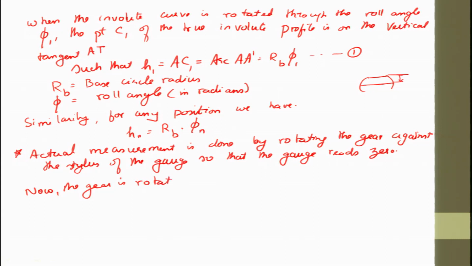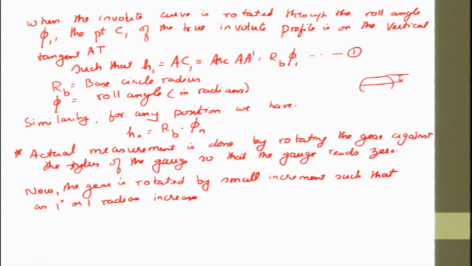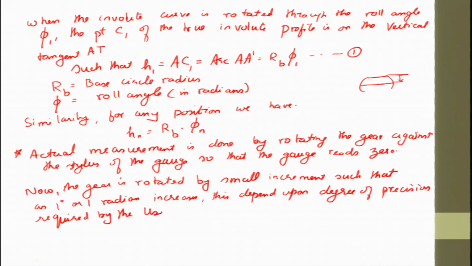Now, the gear is rotated by a small angle or increment such that, as 1 degree or 1 radian increases, this depends upon the degree of precision requirement by the user. So, this is not a very important statement, but still you should understand, when the gear is rotated by a small increment such that 1 degree or 1 radian increase, this depends on the precision of the user.